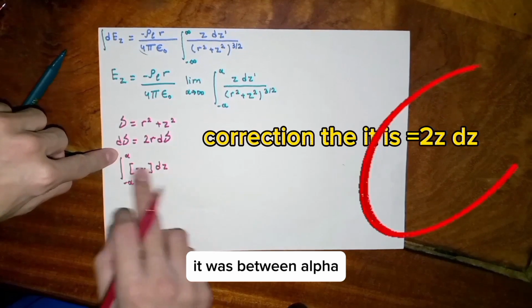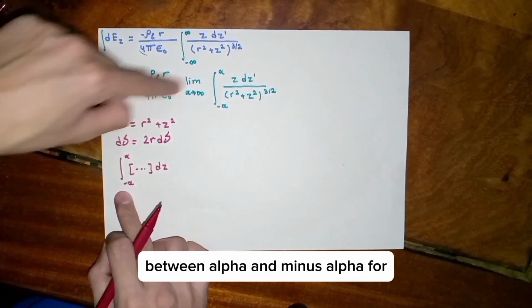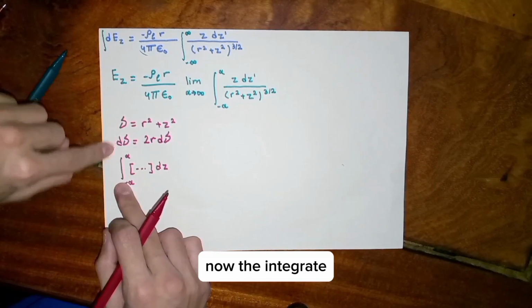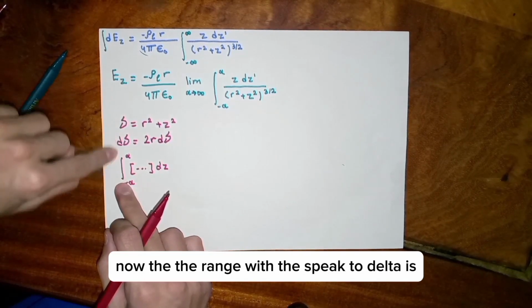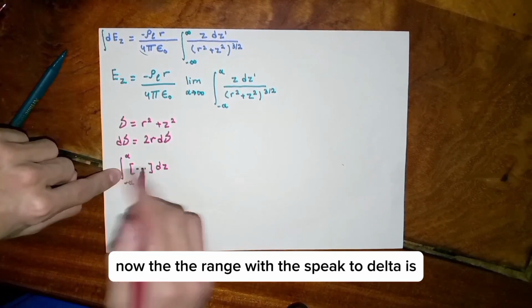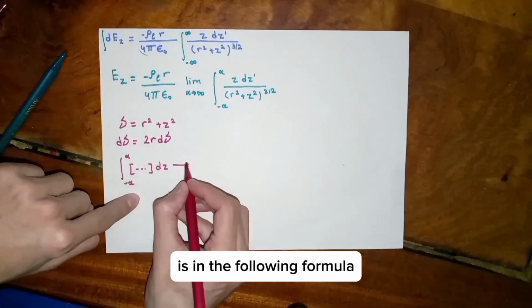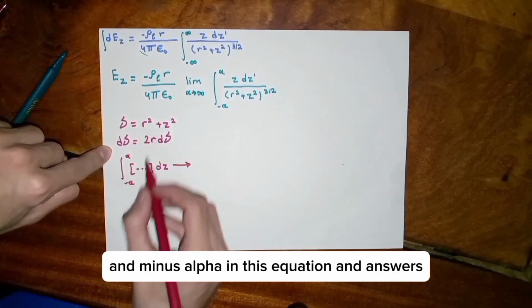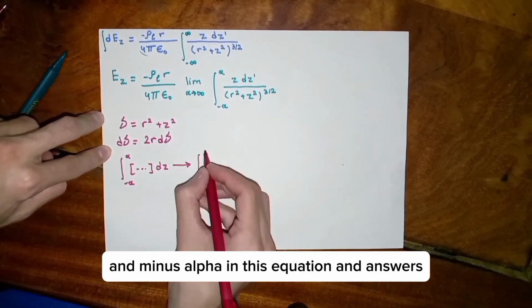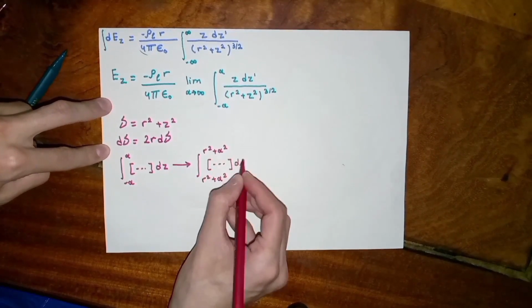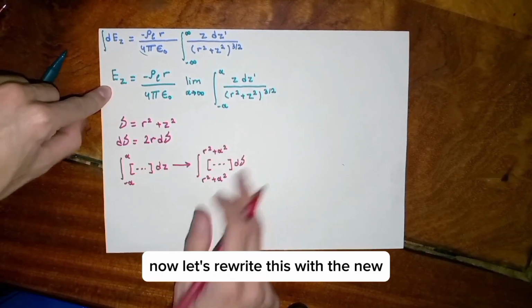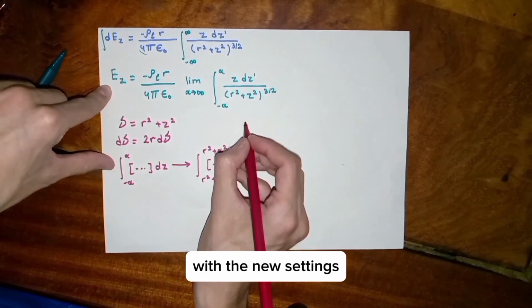It was between alpha and minus alpha for the integration with respect to z. Now the range with respect to delta is in the following formula. It can be found by substituting alpha and minus alpha in this equation, and the answer is. Now let's rewrite this with the new settings.